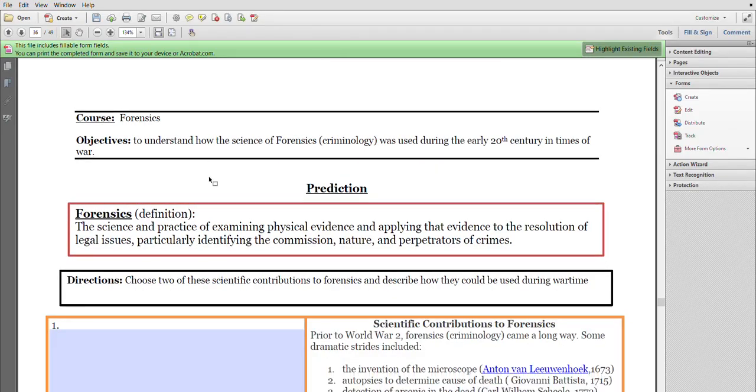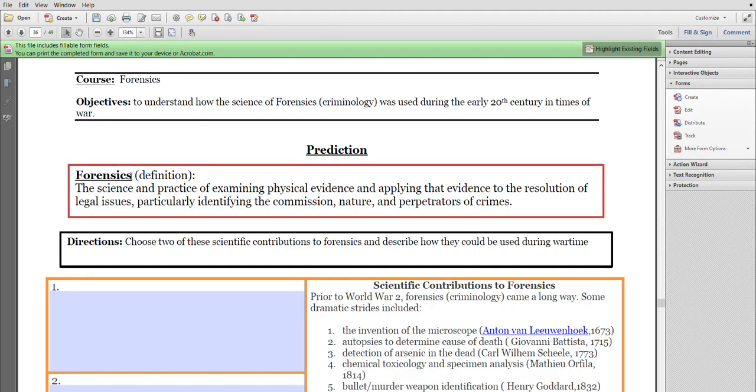Now we're going to start on forensics. The objectives: to understand how the science of forensics, criminology, was used during the early 20th century in times of war. Prediction. First, your definition of forensics is the science and practice of examining physical evidence and applying that evidence to the resolution of legal issues, particularly identifying the commission, nature, and perpetrators of crimes.